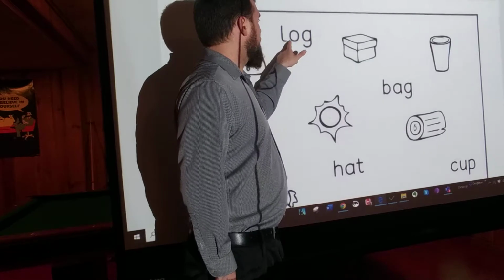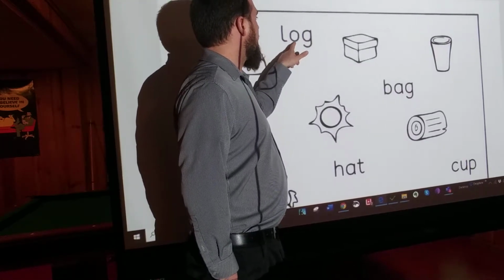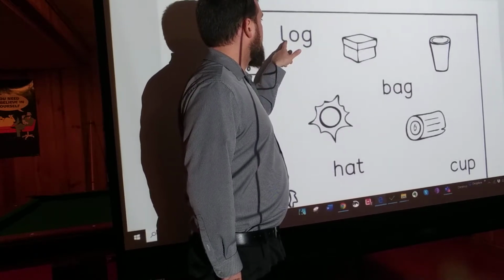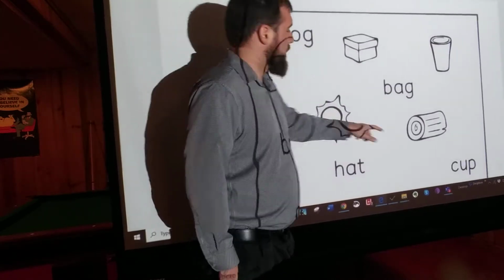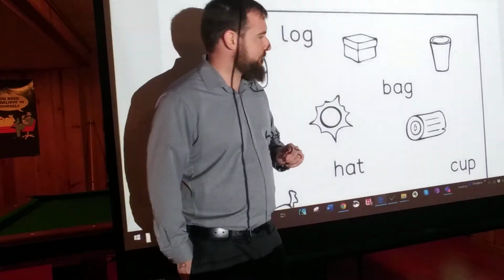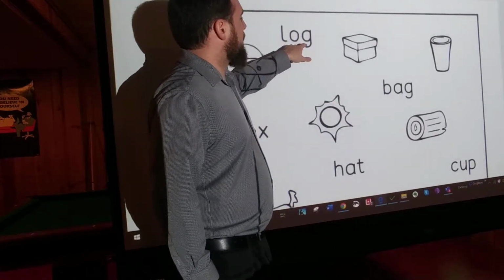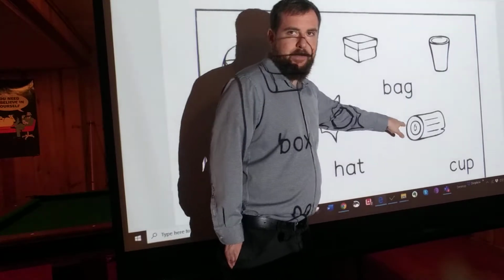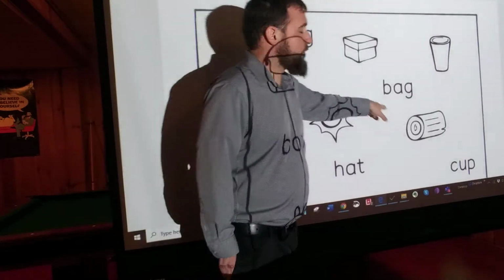So this is L-O-G. That's log. Log. That's this, remember? We had that on another page. Log. So it's a piece of wood. So you're going to draw a line from the word to the picture. Okay? Draw a line from the word to the picture.